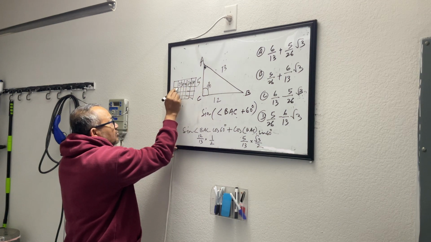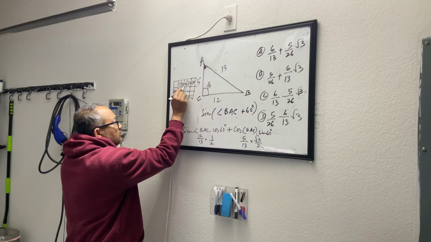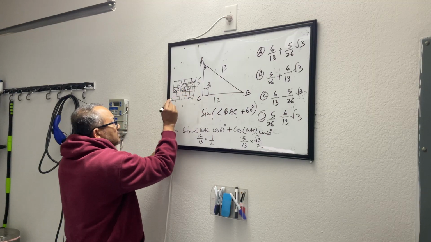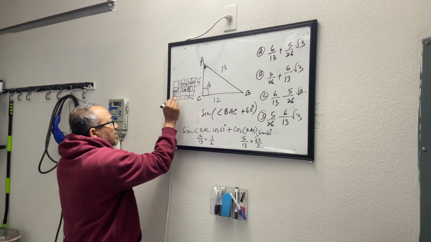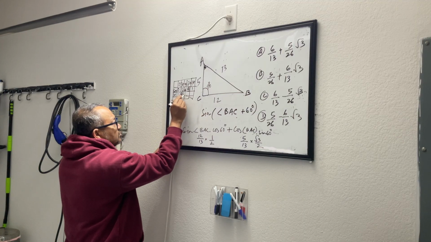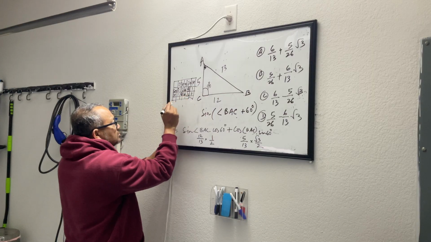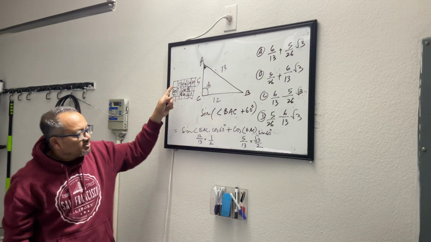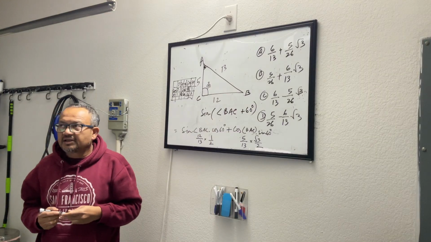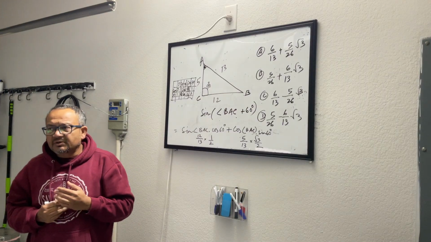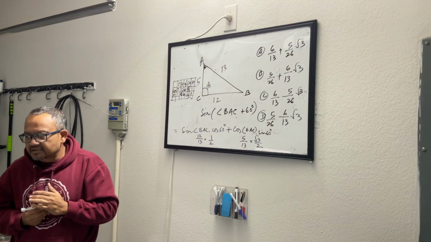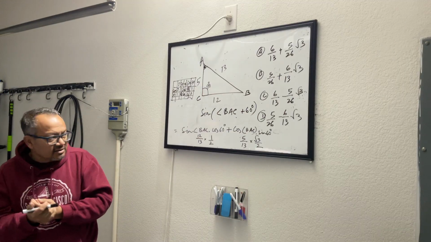Sin: 0, 1 by 2, 1 by root 2, root 3 by 2, 1. Cos: 1, root 3 by 2, 1 by root 2, 1 by 2, 0. And then sin over cos. So basically, the values of sin 30, 45, 60, 90, you'll end up memorizing them. They're the most commonly used angles.